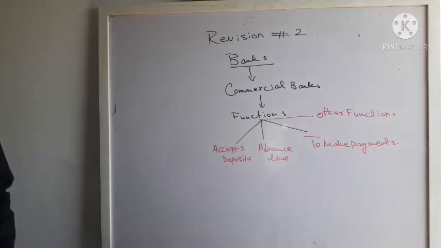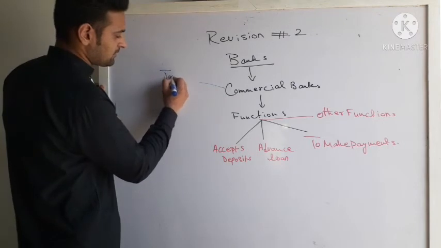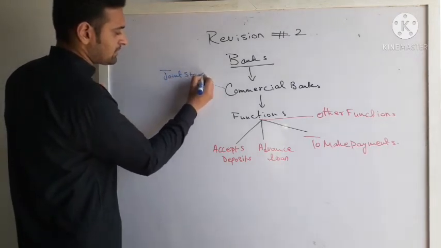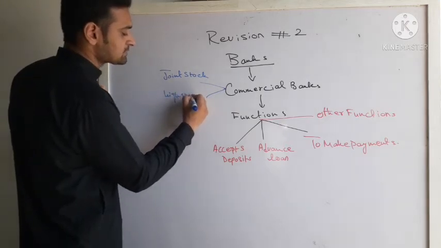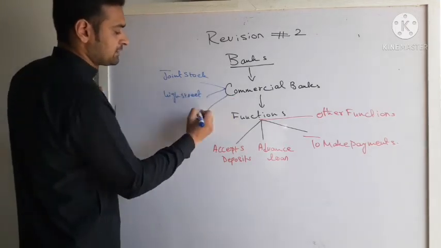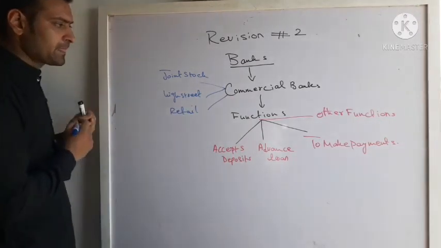As we are discussing the commercial banks, these commercial banks also have different names in the economy. They are known as the joint stock bank. They are also known as the high street bank, and they are also known as the retail banks.